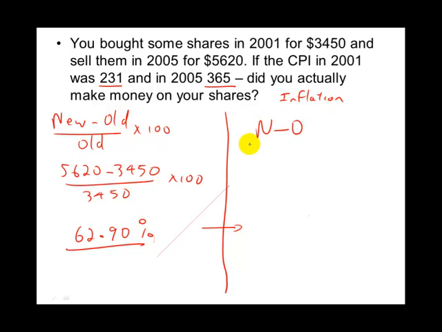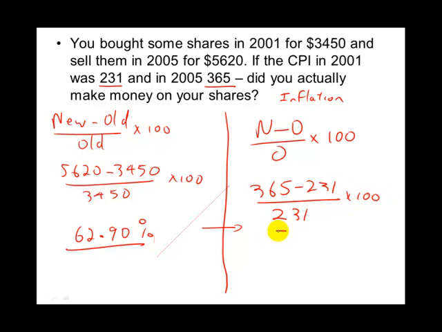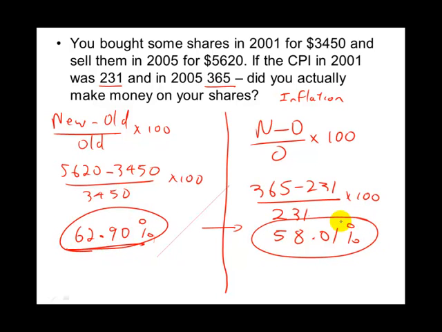So we're using the same formula, new take old over old times by 100. So our new CPI value is 365, our old one is 231, and when we work that out we get 58.01%. So our shares have gone up 62% and inflation has gone up 58%. So that's pretty cool. It means our shares have actually outstripped inflation, which means that we've actually made a profit.